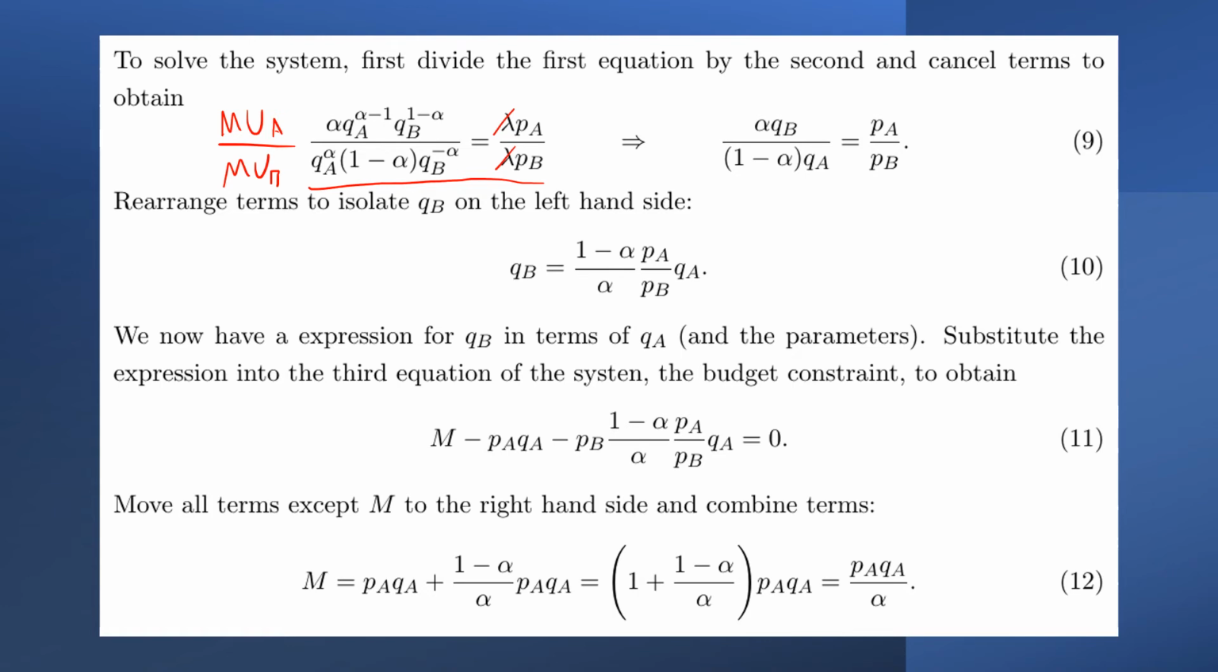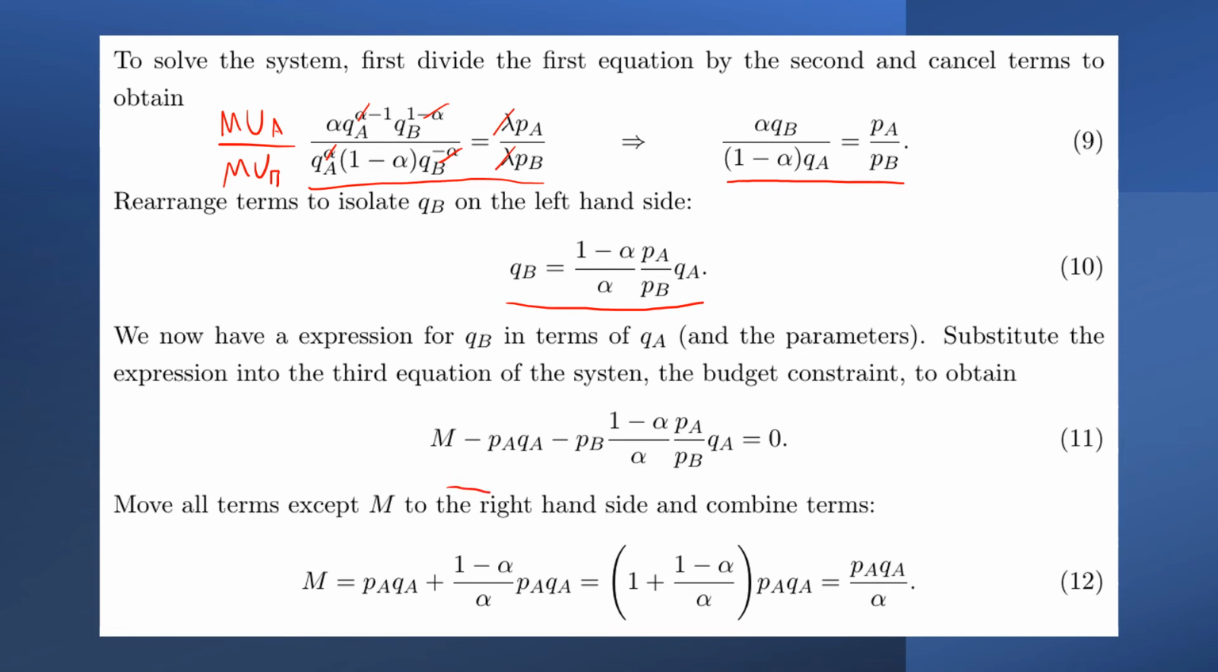And we see that we can cancel some other things here. We have QA to the power of alpha here and here, so we can cancel those. And QB to the power of minus alpha here and here, so we can cancel those, giving us this expression. Then we move all terms except QB to the right-hand side, giving us this expression. Now we have QB in terms of QA. Then we introduce the third equation in the system, the budget constraint, and we substitute QB in terms of QA into that.